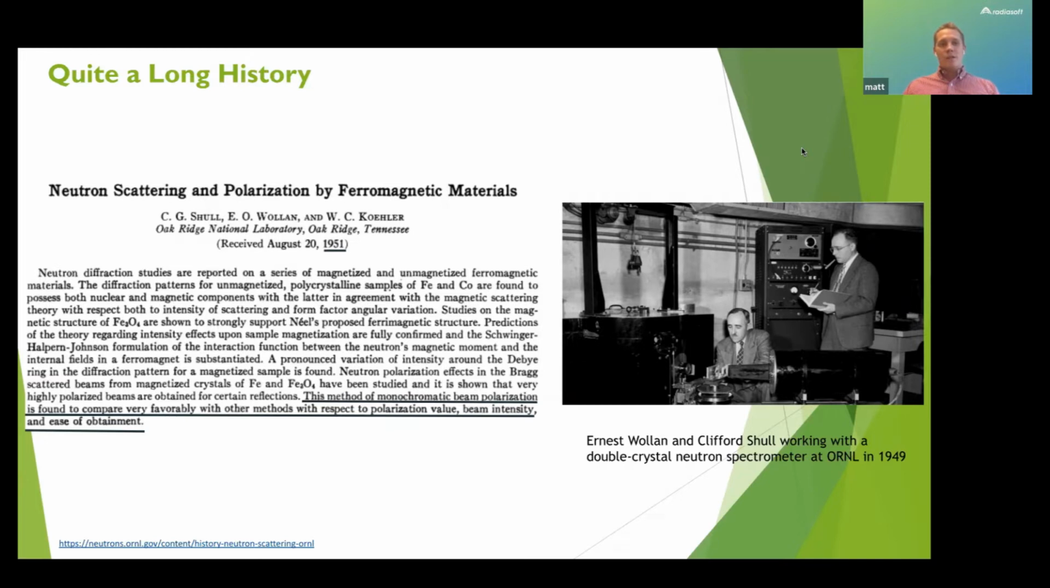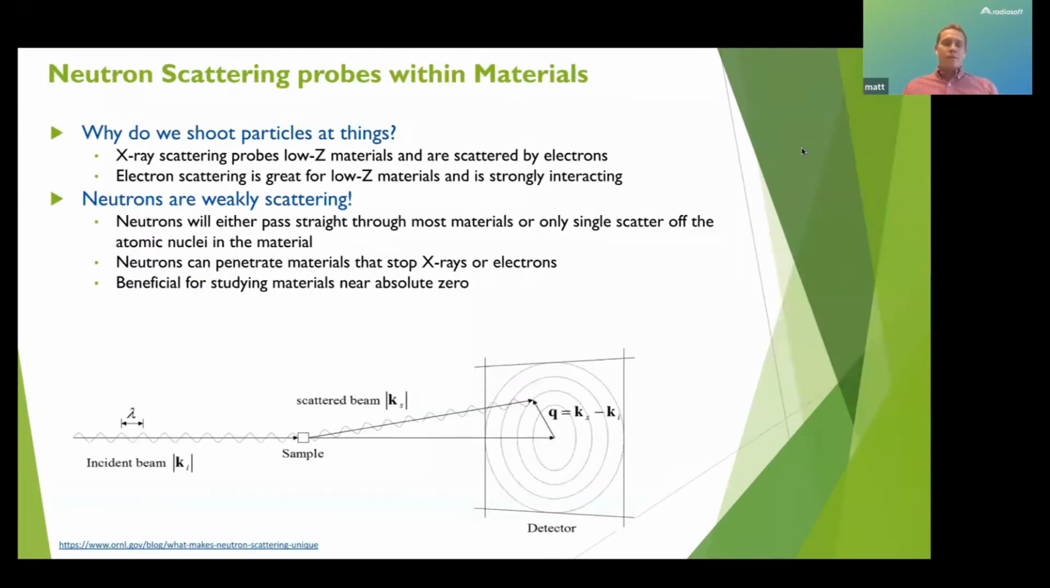So it's been quite a long history, but first of all, why are we even looking at neutron scattering? There's a lot of other particles we can use, right? Many of you probably have heard of X-rays. So X-ray scattering is really good at probing low Z materials and is mainly scattered by electrons within a material. You've probably had an X-ray on your hand or jaw before, or any other body part. It can shoot right through your tissue and you can see broken bones and things like that.